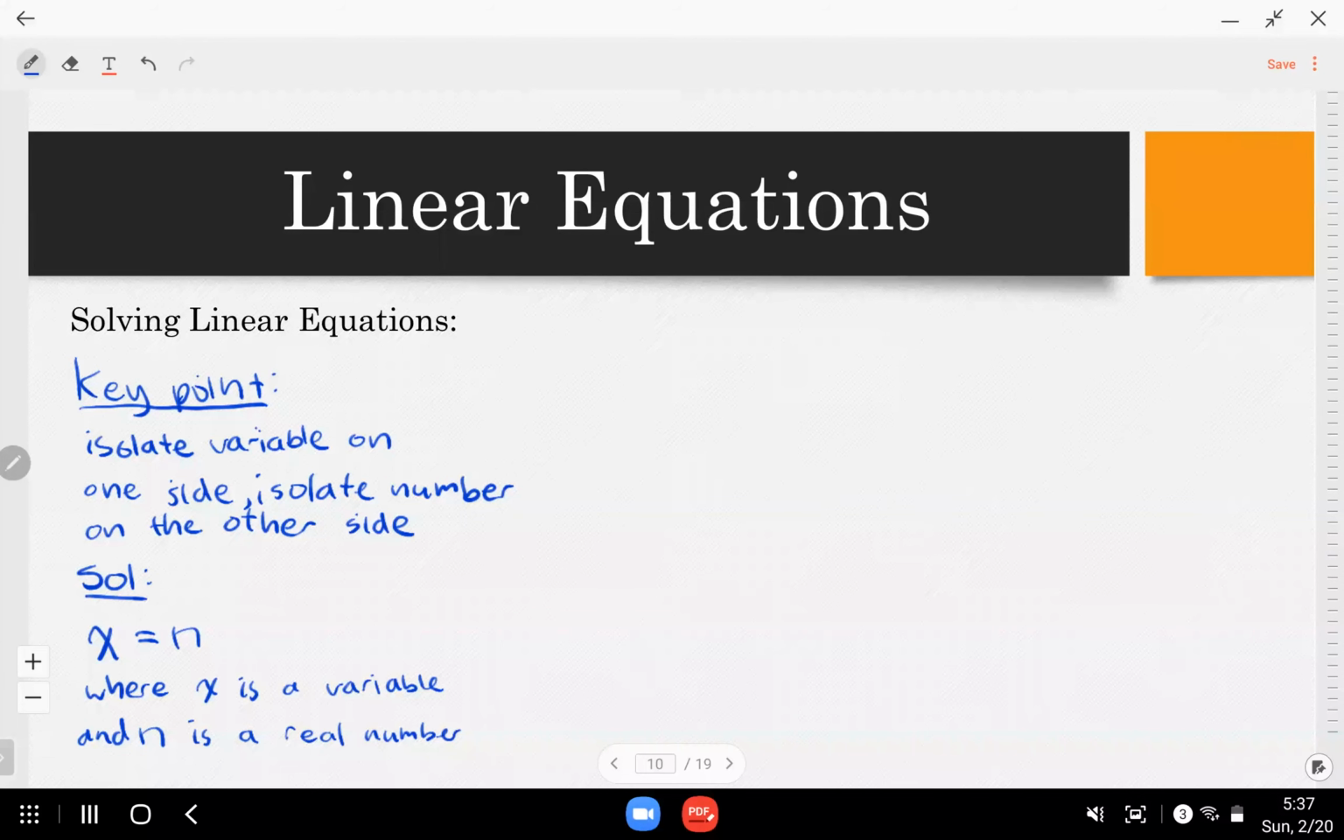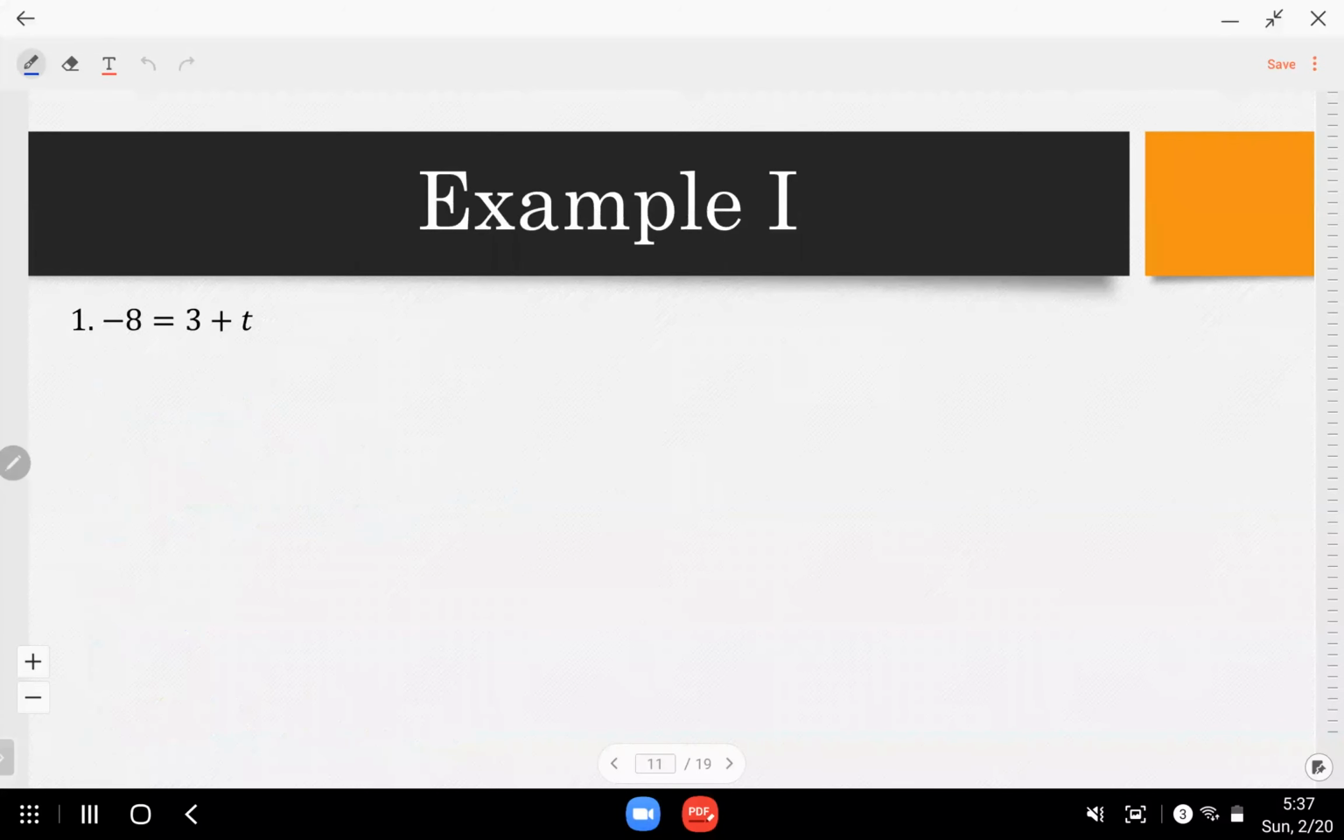Okay, so example 1, right? Pretty easy. I'm just showing deliberately how to solve step by step. So let's go on with this very simple one, and then let's go on to practice problems because we don't need to spend too much time on these.